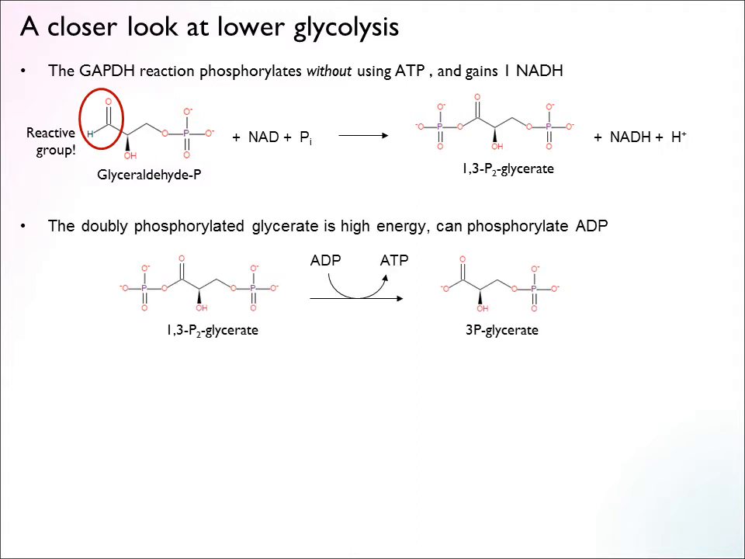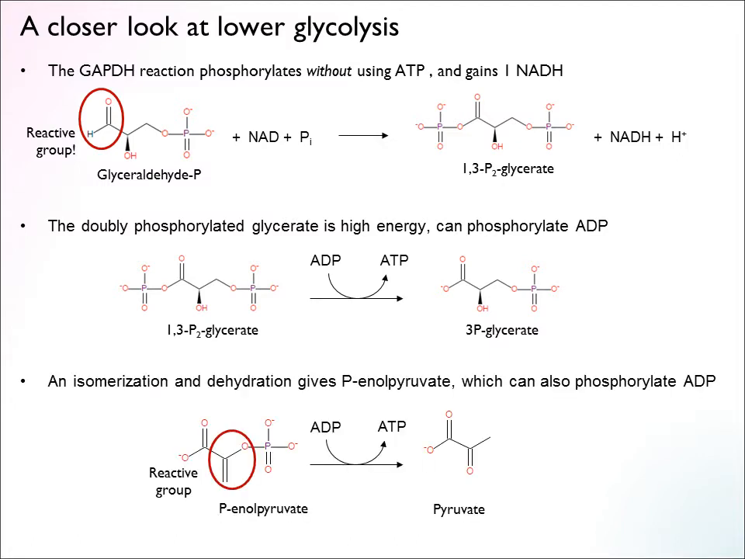So in the next step, now we have a doubly phosphorylated glycerate. This is also a high-energy compound. And this can be used to phosphorylate ADP to ATP in itself. So one of these phosphate groups, this one, is added onto ADP to phosphorylate it. And now you have this thing left. So here's one of the ATP gains.